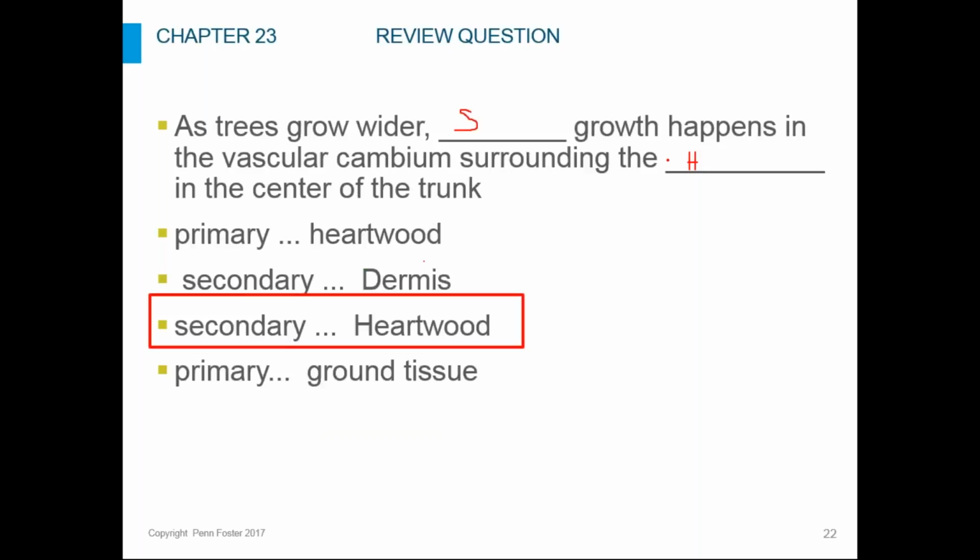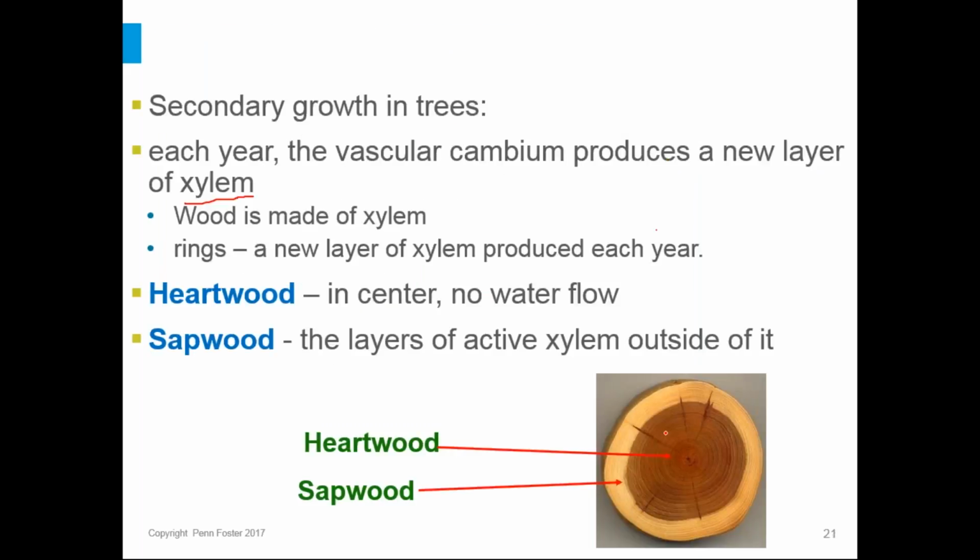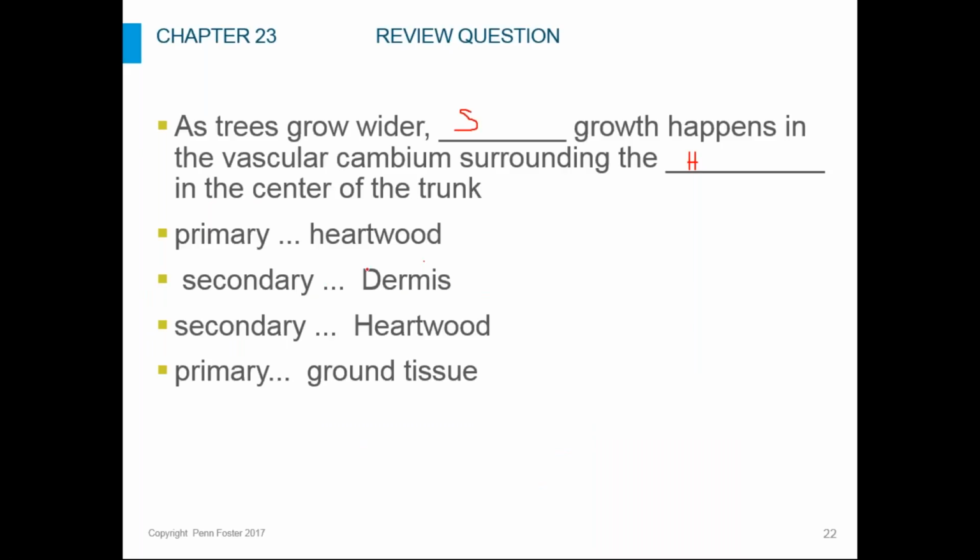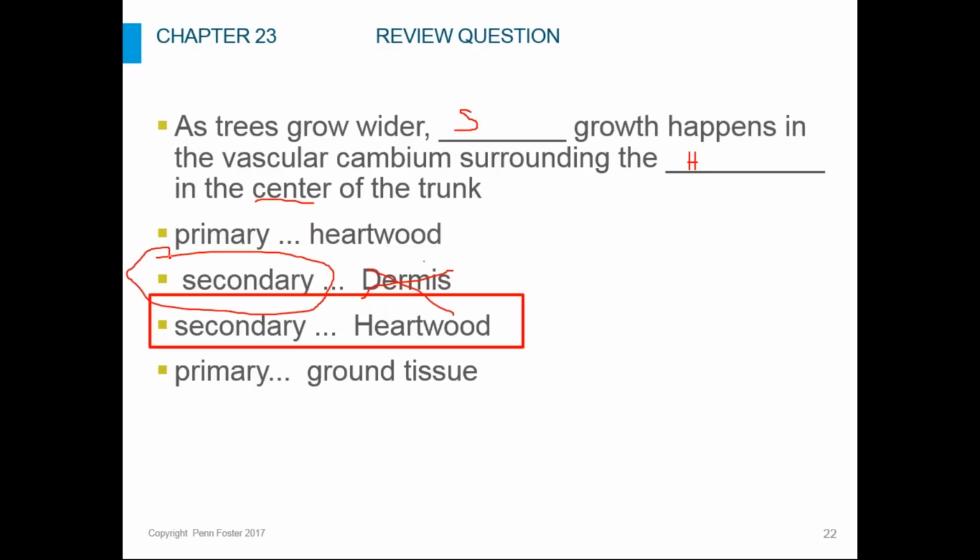So as we saw on the previous screen, the heartwood is in the center, the sapwood is around it. This option, dermis, that's not correct because dermis is always on the outside. So it doesn't matter if you're talking about the trunk, the stem, the roots, the leaves. The dermis or dermal layer is always on the very outside. So we're talking about the heartwood being in the center. But good job for everybody picking secondary as the type of growth. That's the correct answer, secondary and heartwood.